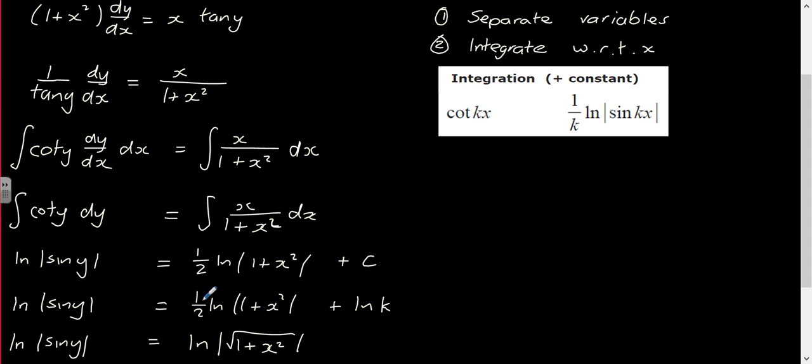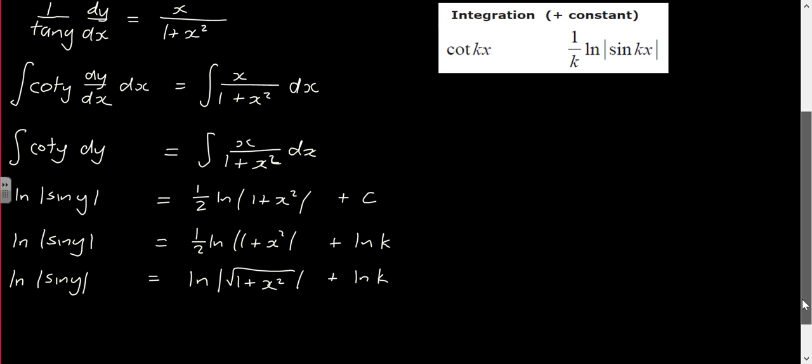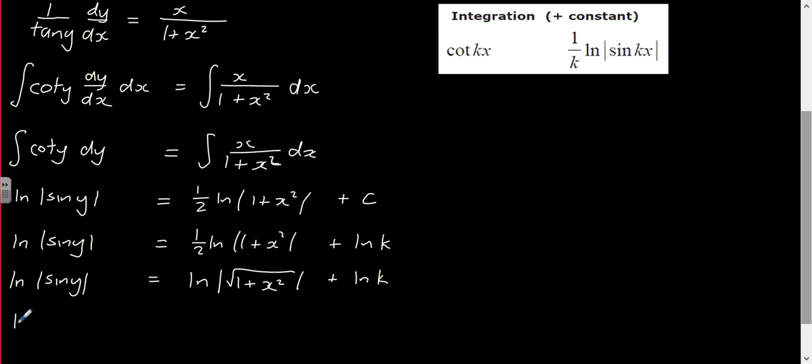We need to use the power law before we use the addition law. So this power of a half, this coefficient, jumps up and becomes the power of 1 plus x squared. Okay, so we've got log of 1 plus x squared to the half, or log of root 1 plus x squared. And then it's plus log k. Getting ahead of myself there. So then log sine y, and you can combine some of these lines together. You don't have to write every single line. This is just really explicitly outlined in the process.